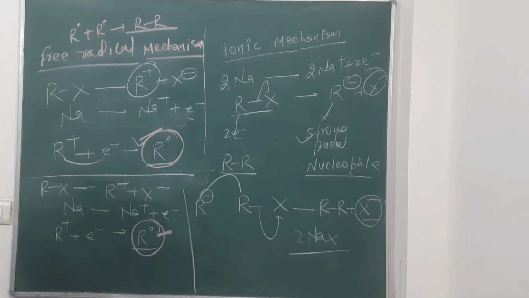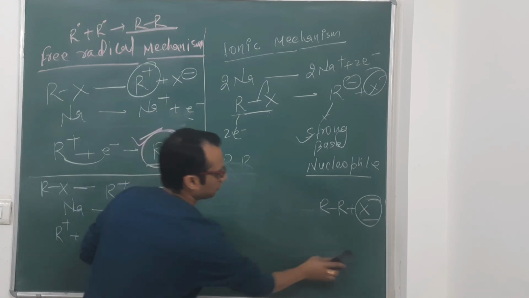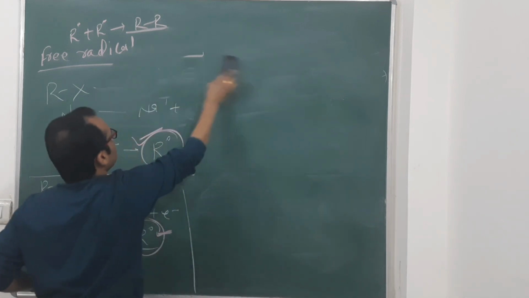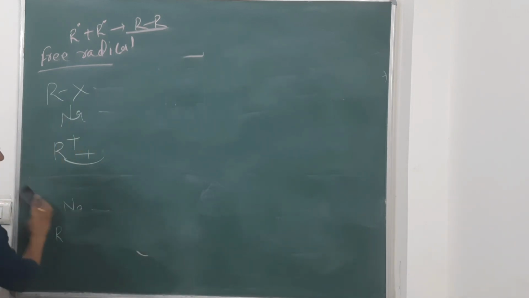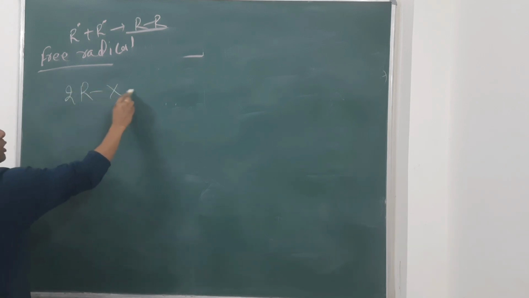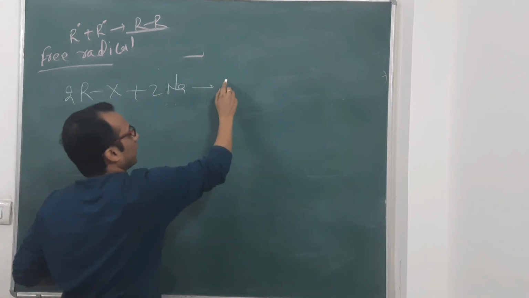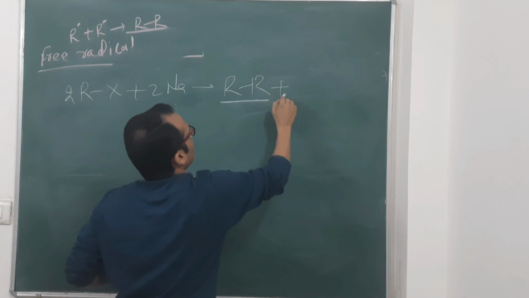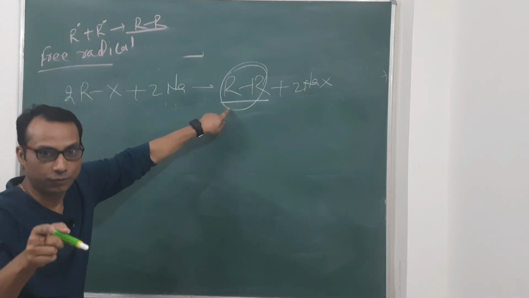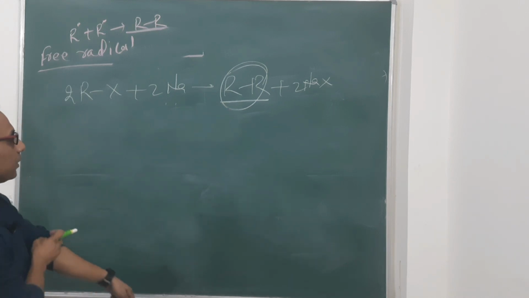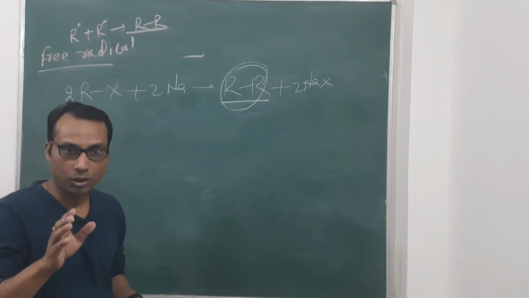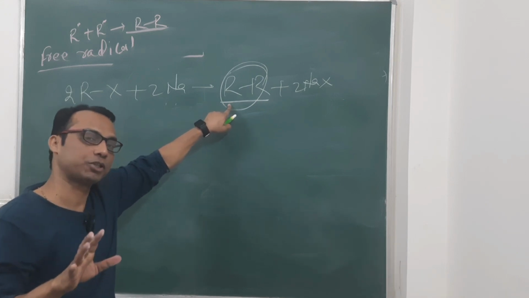See here. Okay, you have written that? Fine. What I am telling you is that in these reactions two things will happen. You have taken 2 moles of alkyl halide and 2 moles of sodium. What you have got is RR, a symmetrical alkane, plus 2 moles of NaX. This is called dimerization, correct? So a dimer is formed. Remember one thing: apart from dimerization, disproportionation is also involved.